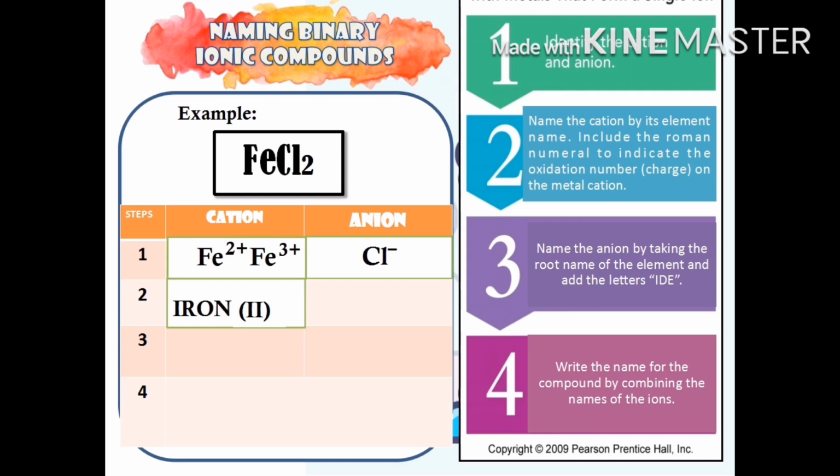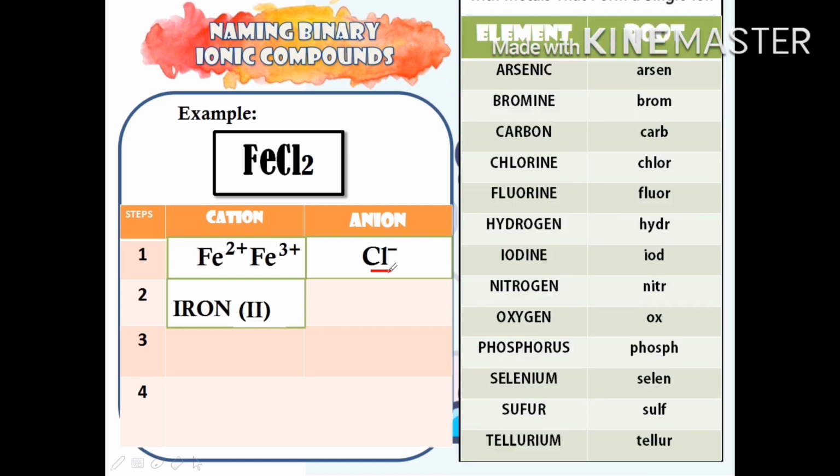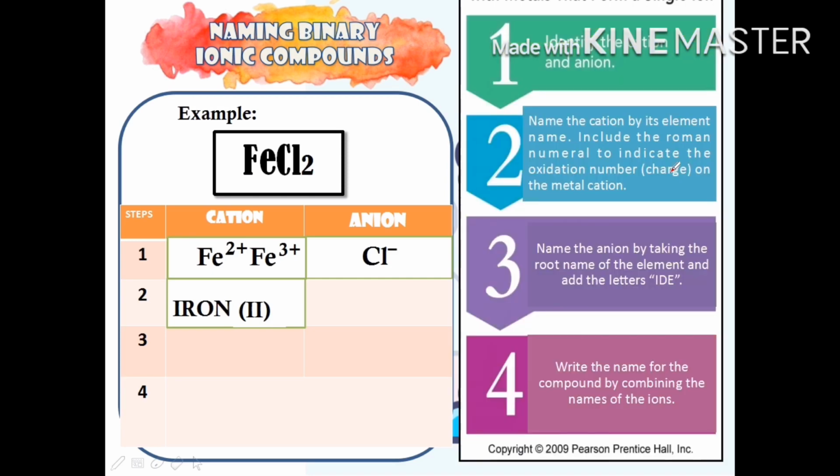In step 3, we have to name the anion by taking the root name of the element and adding the letters IDE. Our anion is Cl, and Cl is a chemical symbol of what element? Right, it's a chemical symbol of the element chlorine. And to look for the root of chlorine, the root of chlorine is chlor, that's C-H-L-O-R. And add the letters IDE, making it chlor plus IDE.